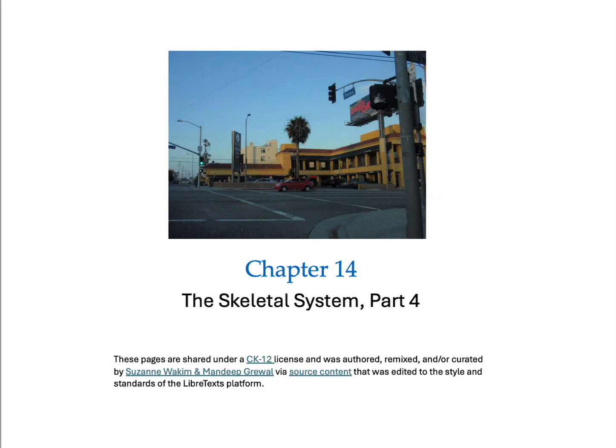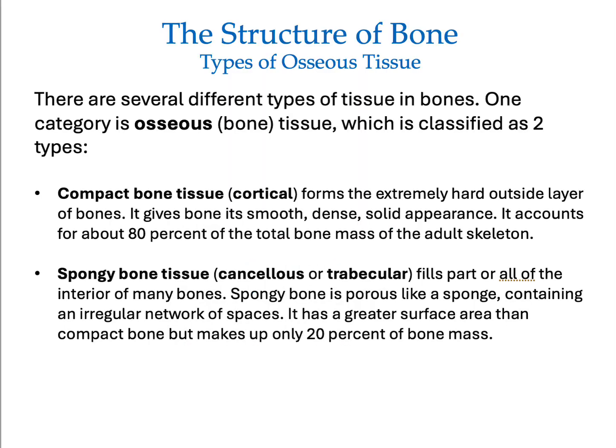Chapter 14, The Skeletal System, Part 4. The structure of bone, types of osseous tissue. There are several different types of tissue in bones. One category is osseous, which is classified as two types.